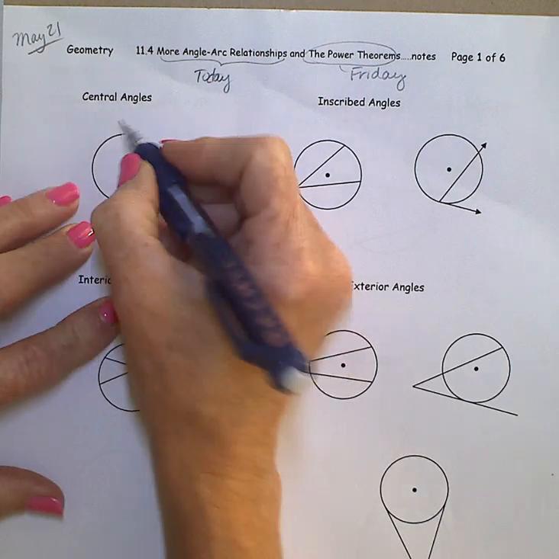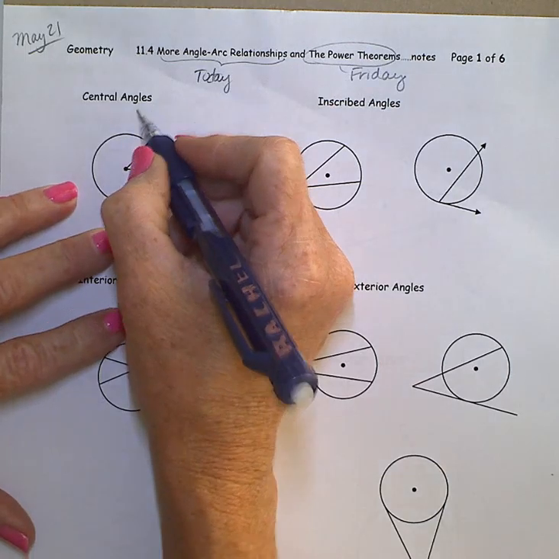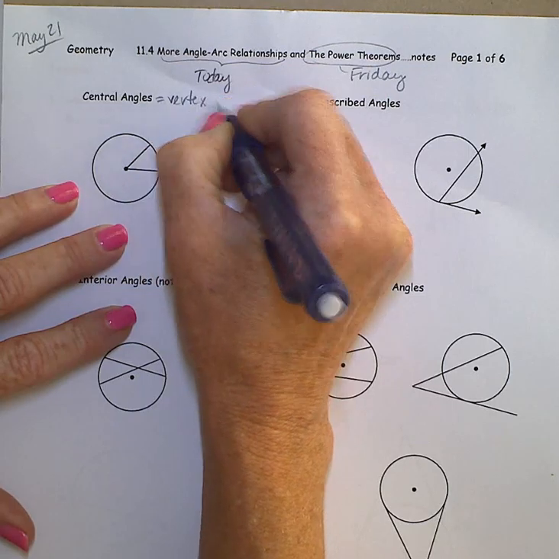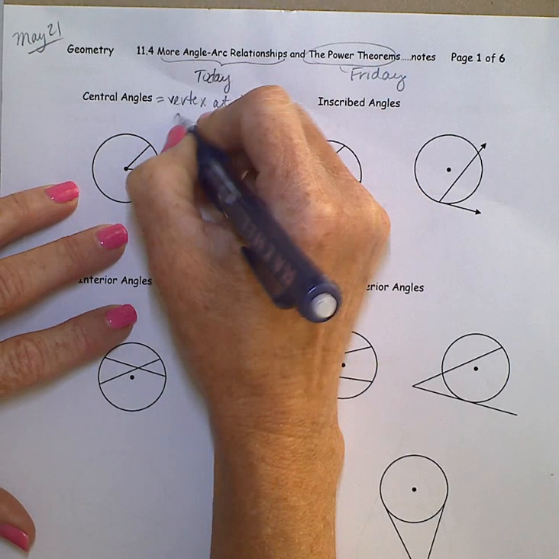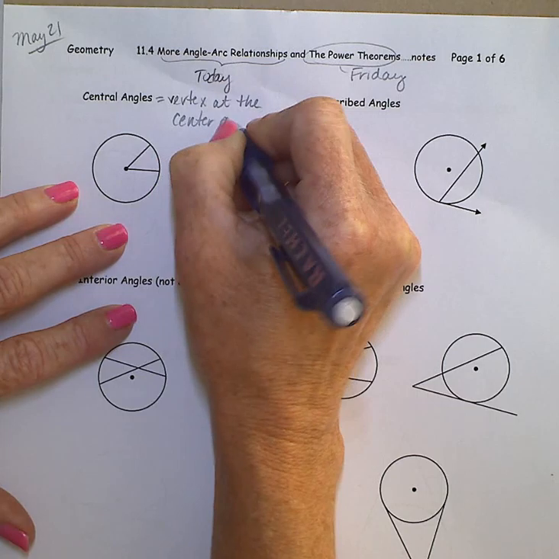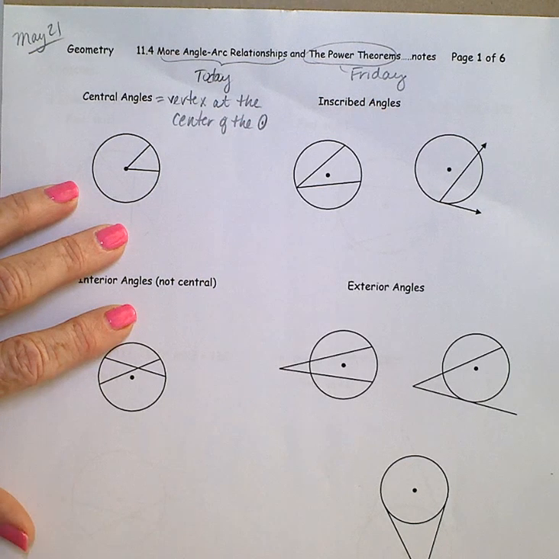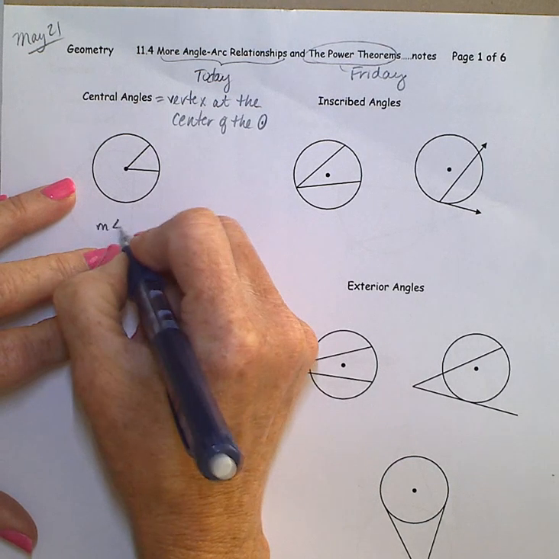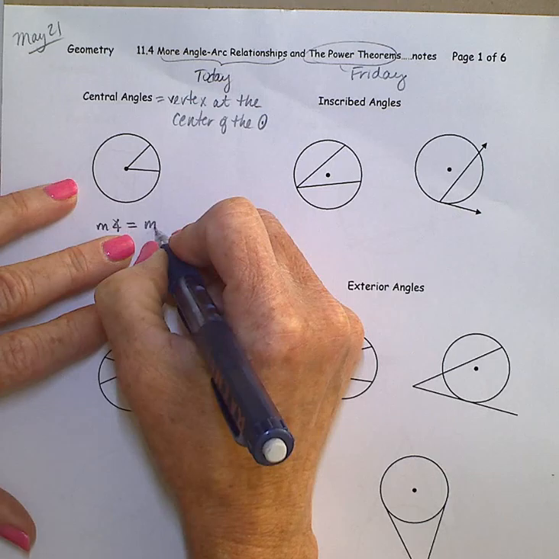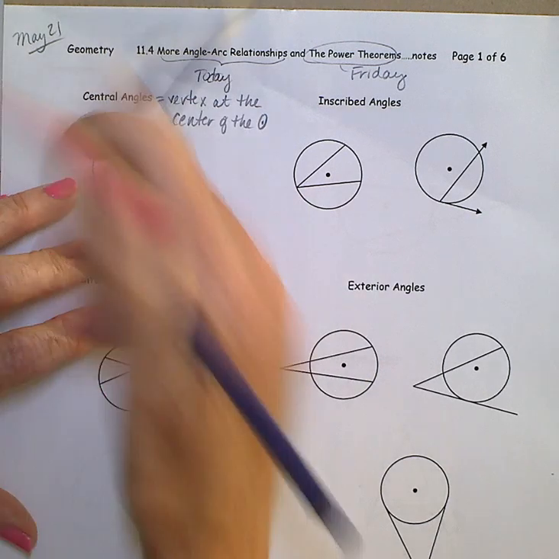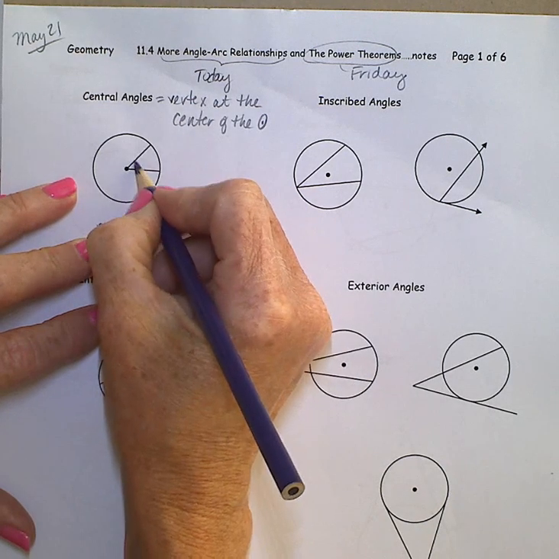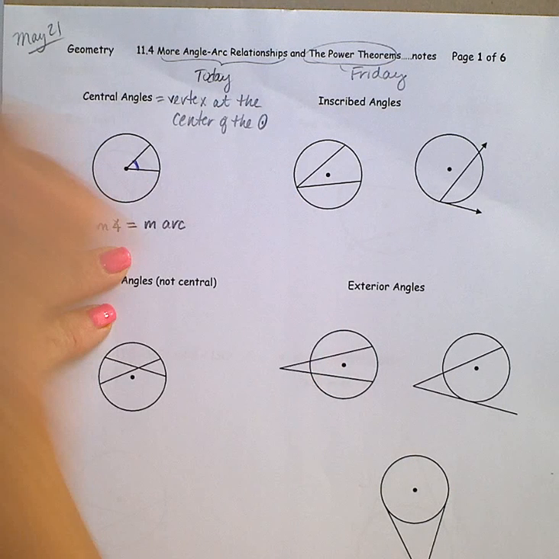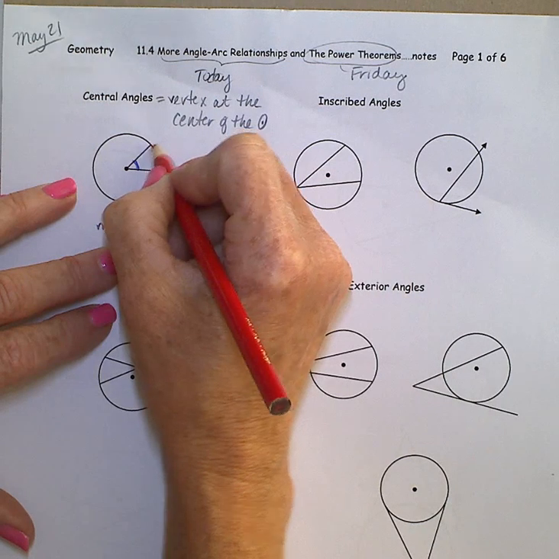Okay, we know about central angles already. Central angles have their vertex at the center of the circle. And we know that the measure of the angle is exactly equal to the measure of the arc. The measure of this central angle, and here's where I want you to use the color. Put a color in the middle here, the measure of that angle is equal to the measure of its arc.